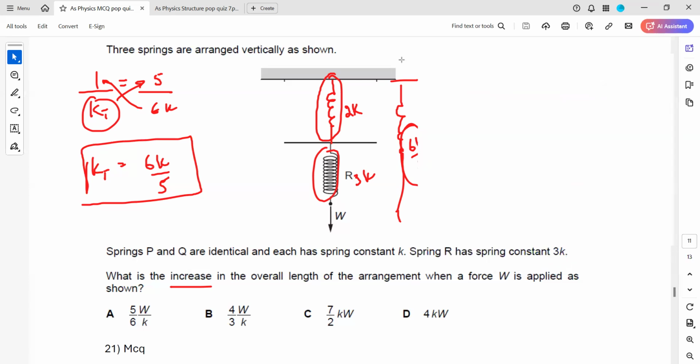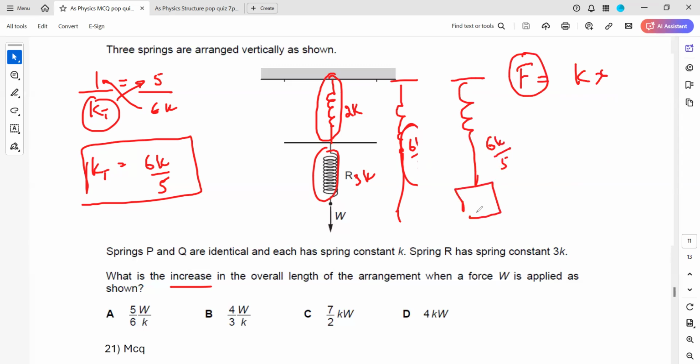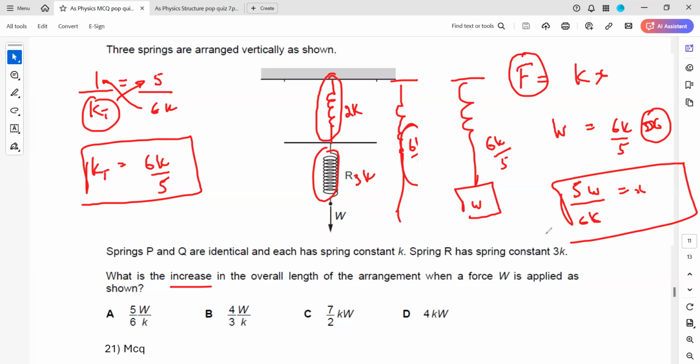Now, we need the extension, the increase in length. So just recall the formula, Hooke's law, that F is equal to Kx or F is equal to Ke. F is the total force applied, because we have one spring which has a constant of 6K over 5, and one weight W is applied, so the force is W. The spring constant is 6K over 5 and the extension is X. I need X. X is our subject. So it will be 5W divided by 6K is equal to X, or the extension will be 5W divided by 6K. So A will be the right answer. Is it clear?